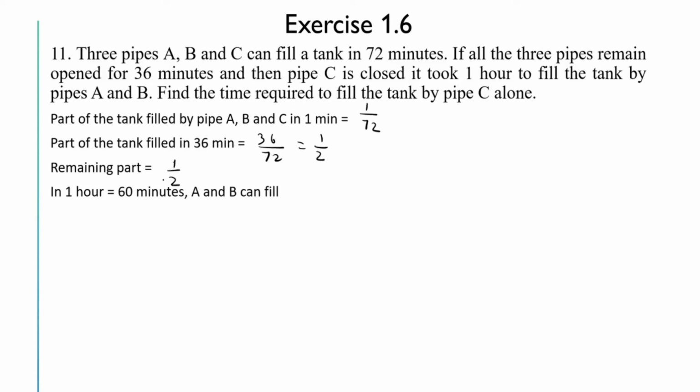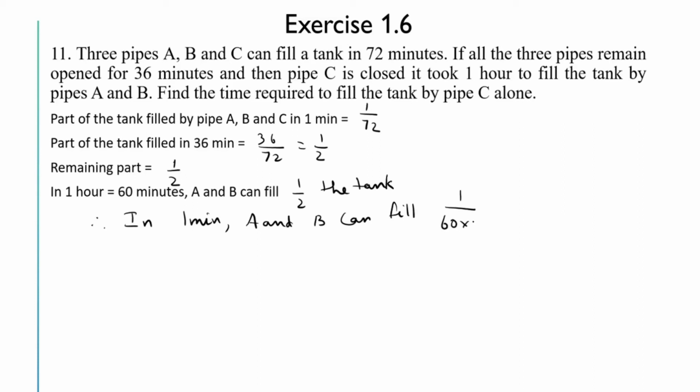and this was filled by A and B alone. So in 1 hour, that is 60 minutes, A and B can fill half the tank. Therefore, in 1 minute, A and B can fill 1 by 60 into 2, that is equal to 1 by 120 part of the tank.